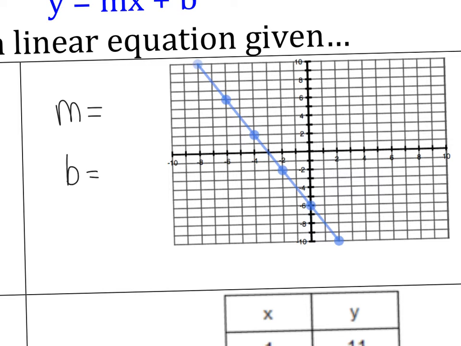B is where it begins or where it crosses the y-axis. Here's the y-axis, so right here is where it crosses. That would be -6. So B is -6.